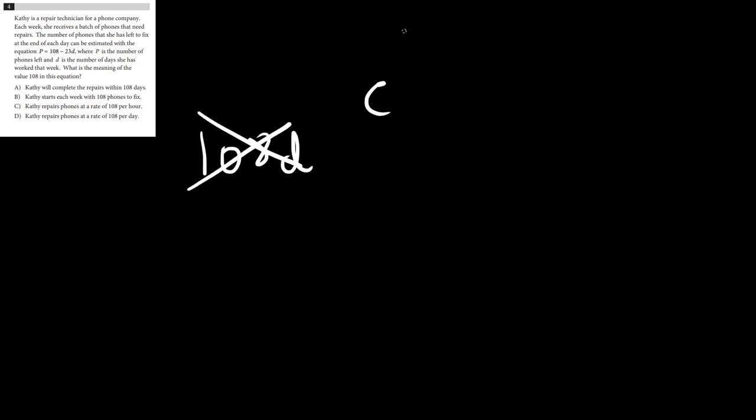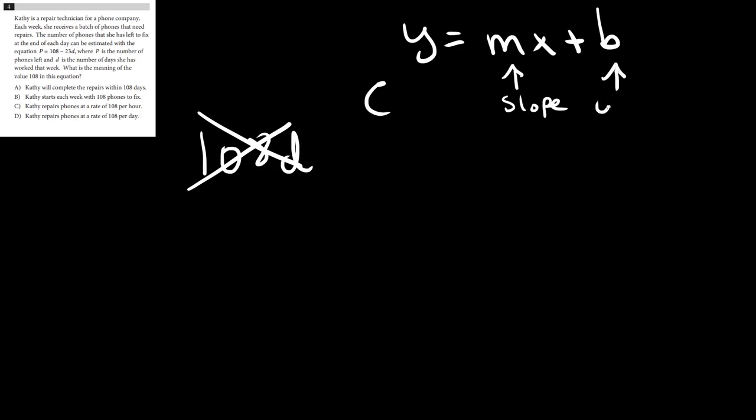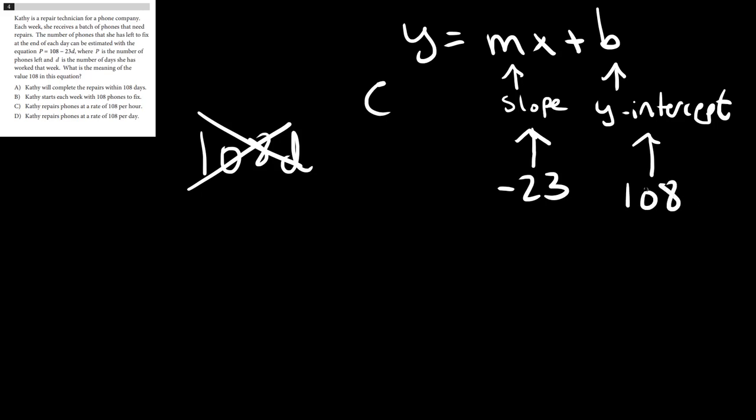Instead, think of this as y equals mx plus b form, where m is the slope and b is the y-intercept. In this case, m would be negative 23, and b would be 108. So what that means is the initial value of the function is 108.